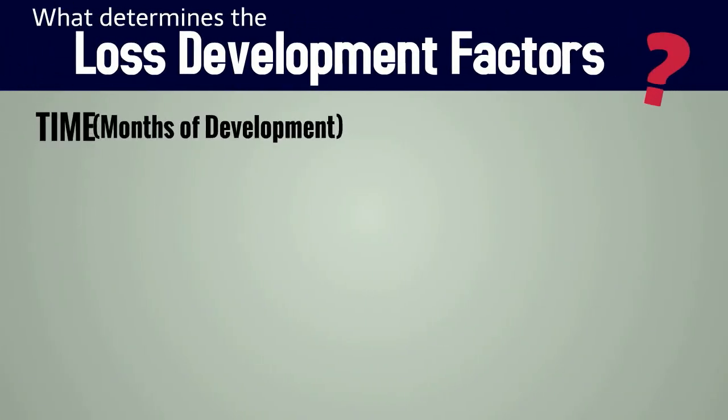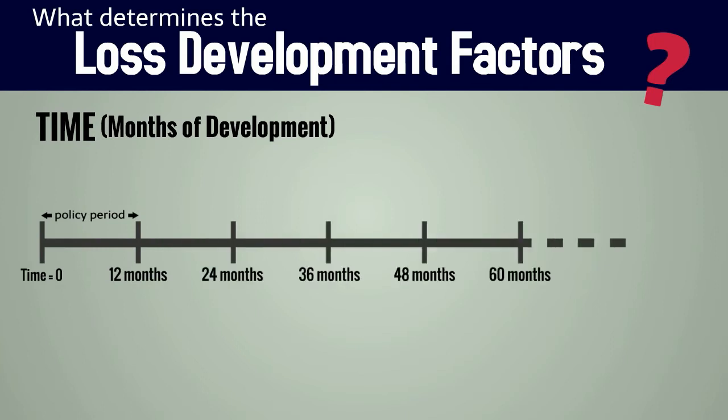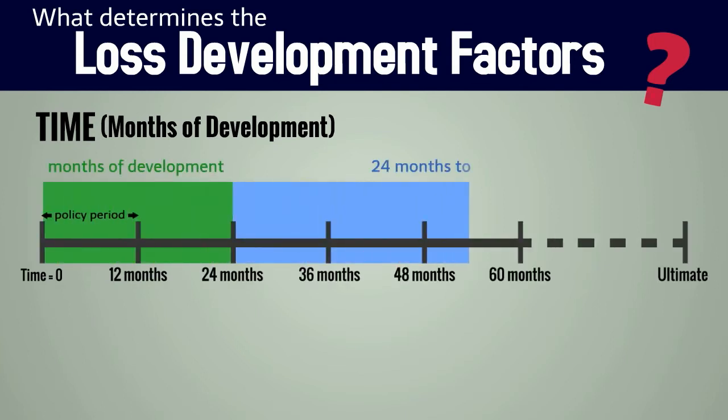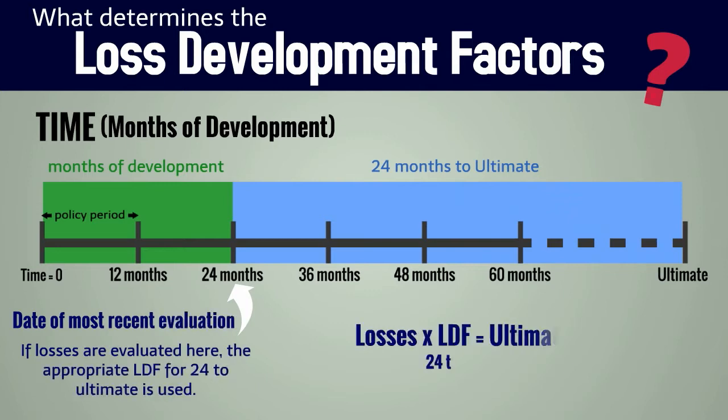Loss development factors applied to reported losses are selected based on time elapsed between the beginning of the policy period and the date of the most recent evaluation. The closer the evaluation date is to the period effective date, the larger the loss development factor needed. Conversely, as the period matures, the loss development factor approaches 1.